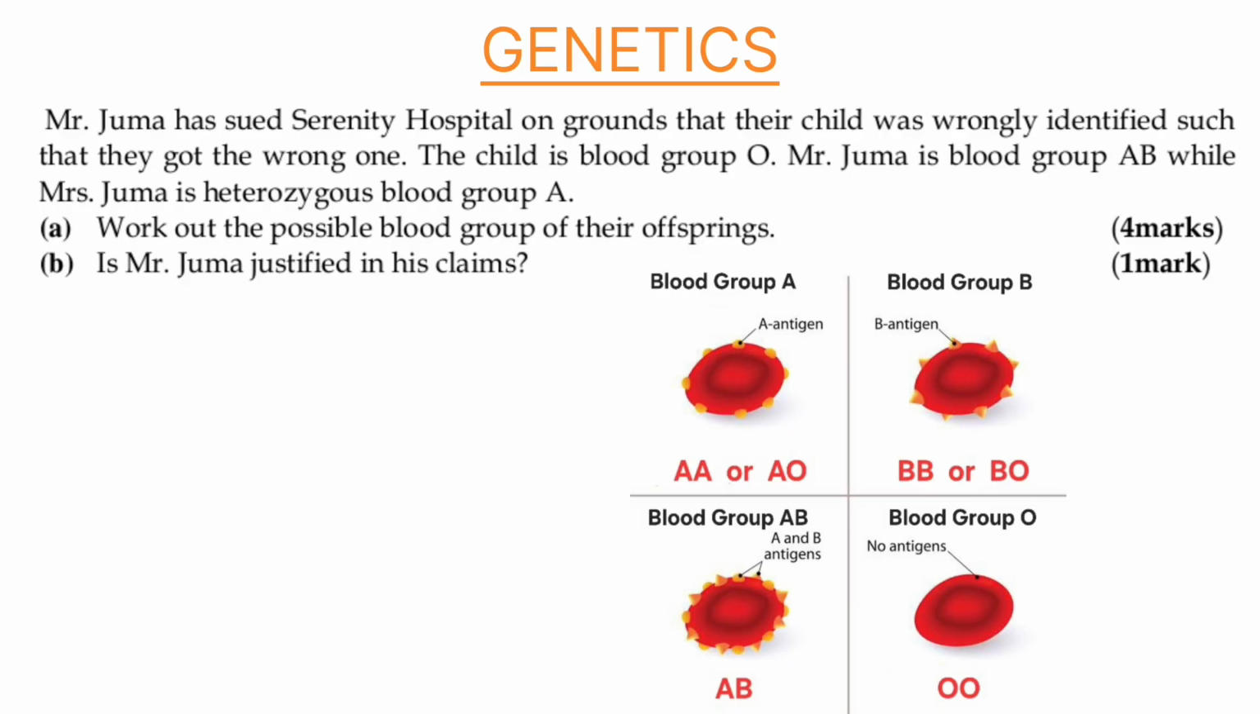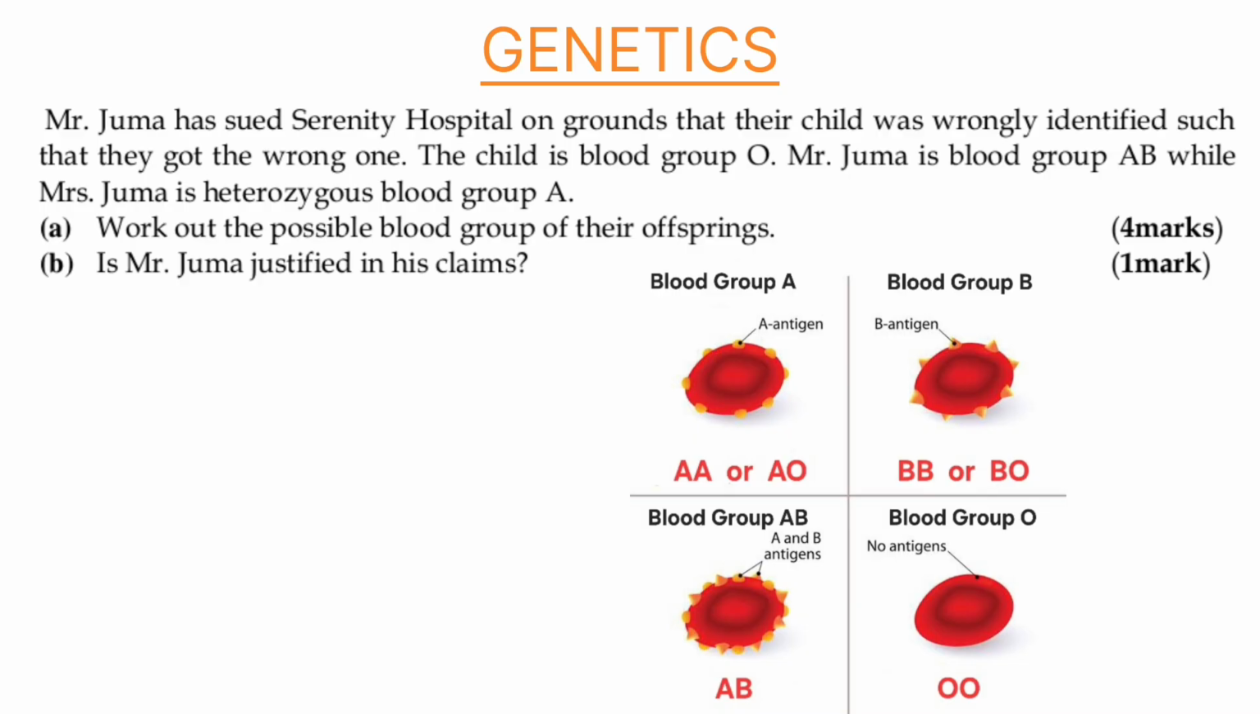Juma, you are going to have 2 different alleles. And remember, the genotype can either be AA or AO. AA is homozygous, 2 identical alleles, while AO is heterozygous. And that is what Mrs. Juma's genotype is going to be.